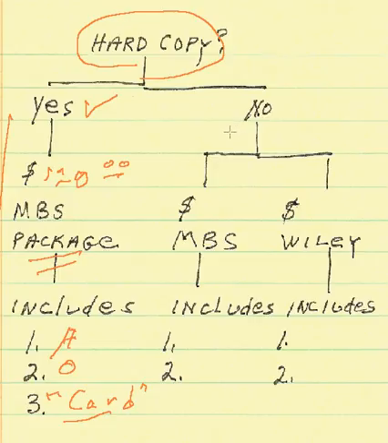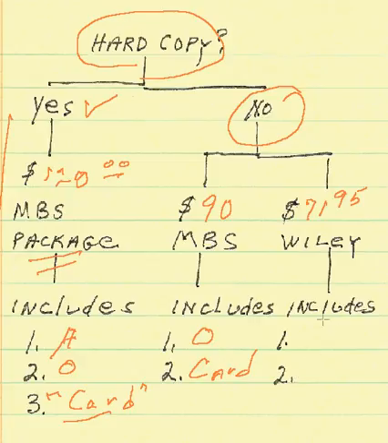Now, suppose you think that an online copy would be sufficient for your purposes. Then you say no and go down the no column. And again, here you have two choices. You can satisfy this by paying $90 at the bookstore, which includes the online copy and the card. Or you can buy it directly from the publisher, and you will pay $71.95, and you will still get an online copy and the card.